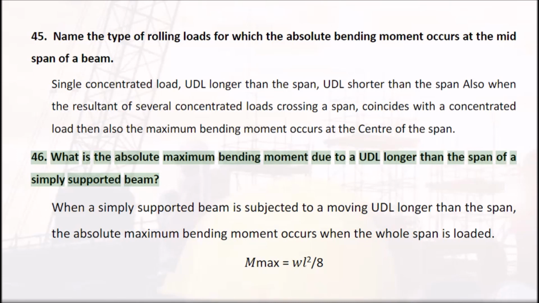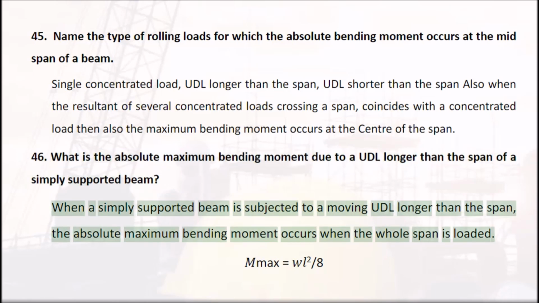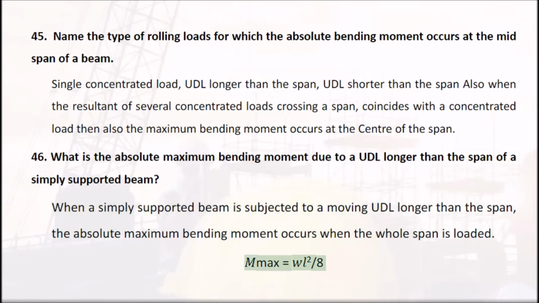What is the absolute maximum bending moment due to a UDL longer than the span of a simply supported beam? When a simply supported beam is subjected to a moving UDL longer than the span, the absolute maximum bending moment occurs when the whole span is loaded. M max equals wl²/8.